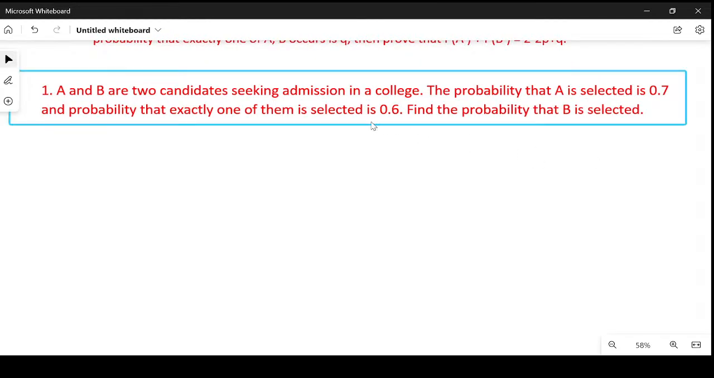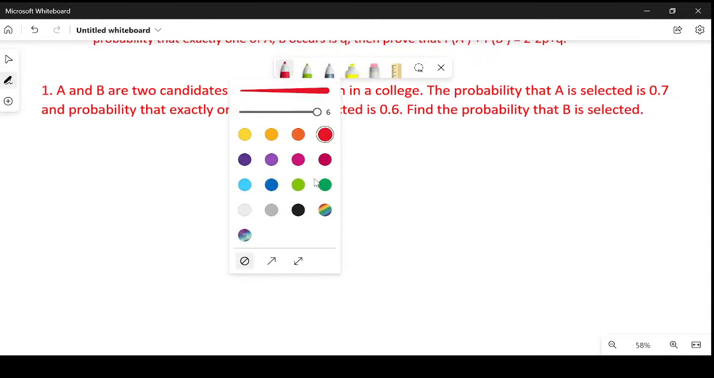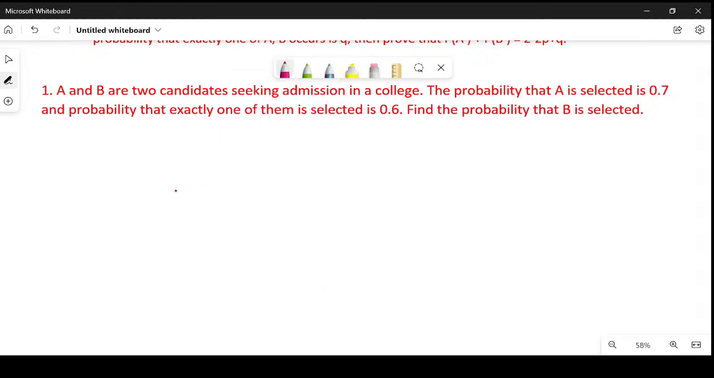See, they are given here. See the answer now. A and B are 2 candidates seeking admission to college. The probability that A is selected is 0.7. They are saying the probability that exactly one of them is selected is 0.6. Probability of A is given. They are asking, find the probability that B is selected. What is the probability of B?